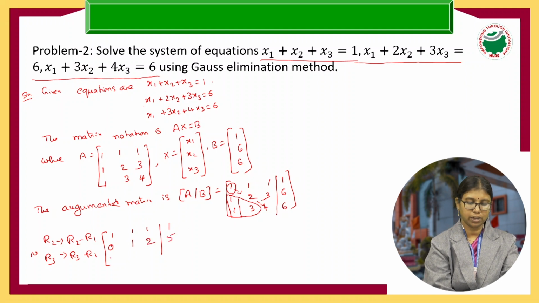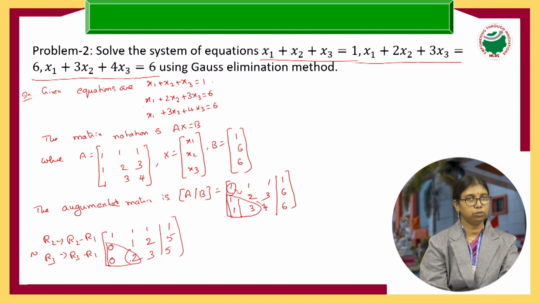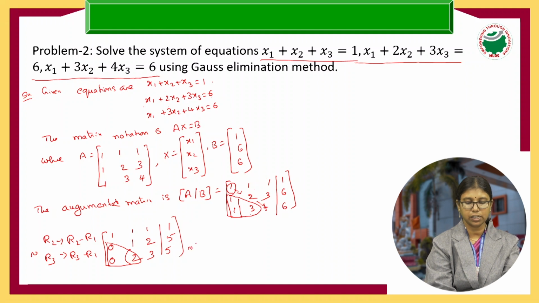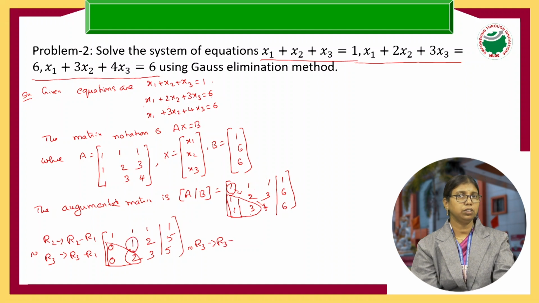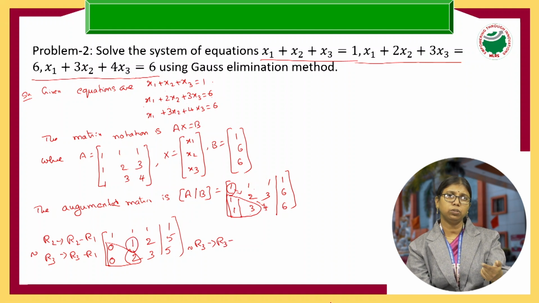Similarly here 1 minus 1 is 0. 3 minus 1 is 2. 4 minus 1 is 3. 6 minus 1 is 5. Now we have one more value. You have to convert 2 to 0. So what is the row operation? R3 gives rise to R3 minus the corresponding value in R2, which is 1. If you get 2 there, you will get 0.